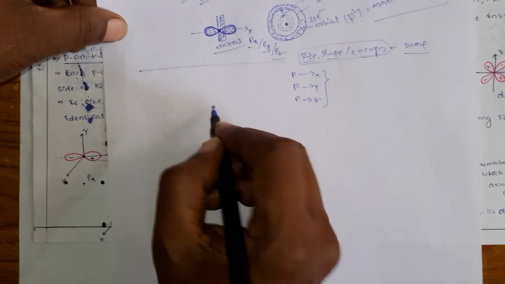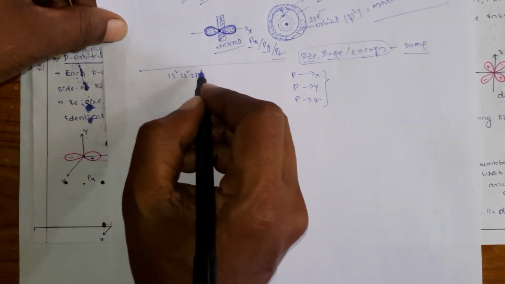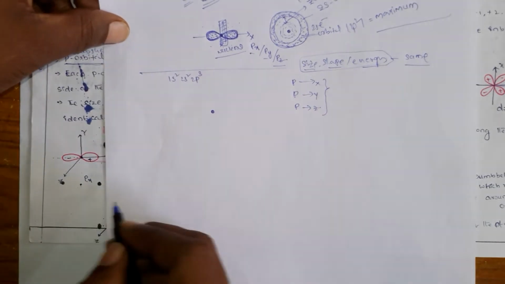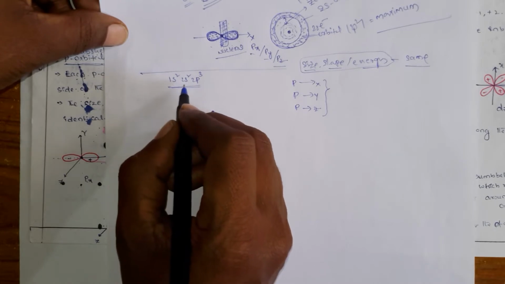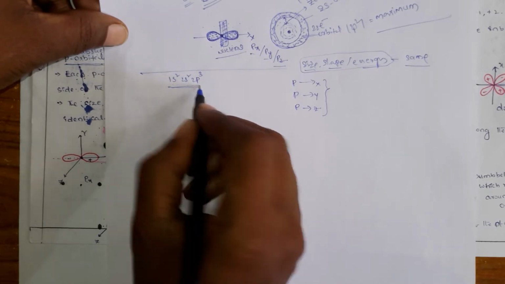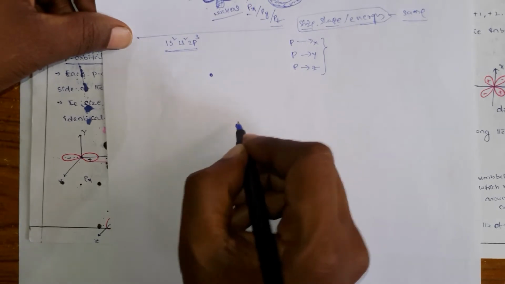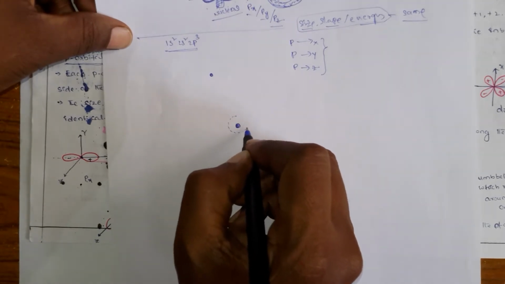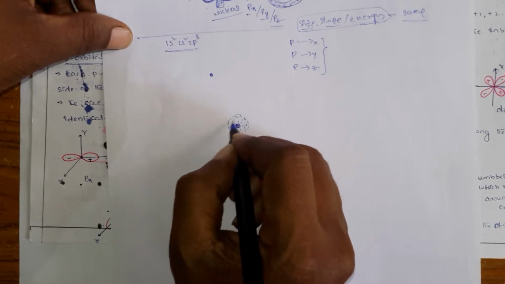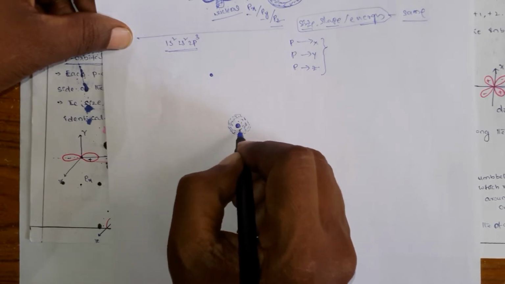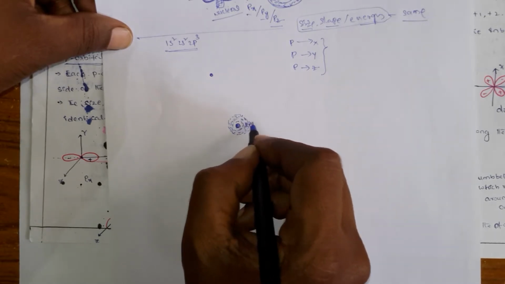If this is a nucleus, suppose you have 1s2, 2s2, 2p3 electrons. That means in your atom there is a 1s orbital, a 2s orbital and a 2p orbital. And what will the structure be? This is the nucleus and here is the 1s orbital. You know that this is a 1s orbital, and in this two electrons can be present.